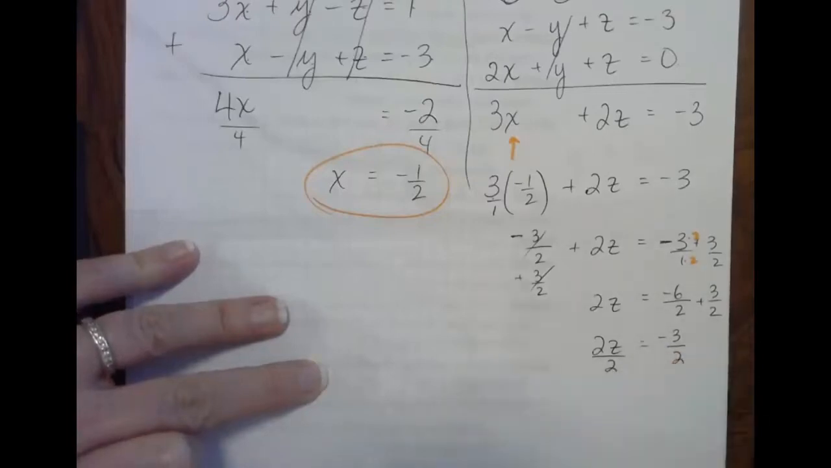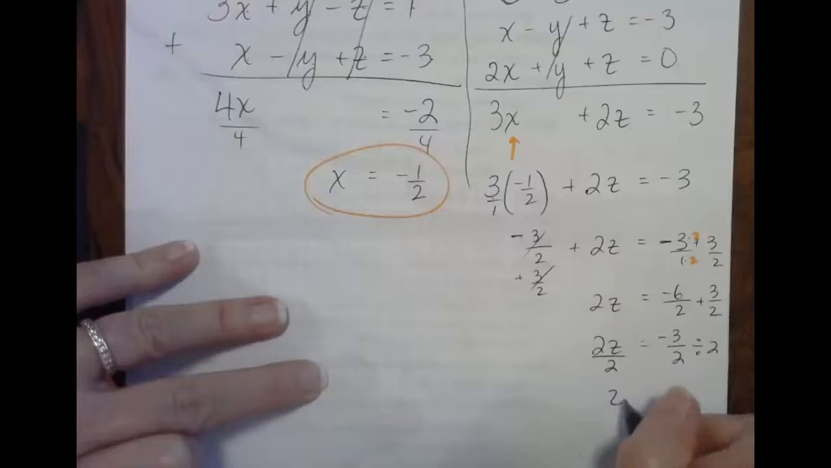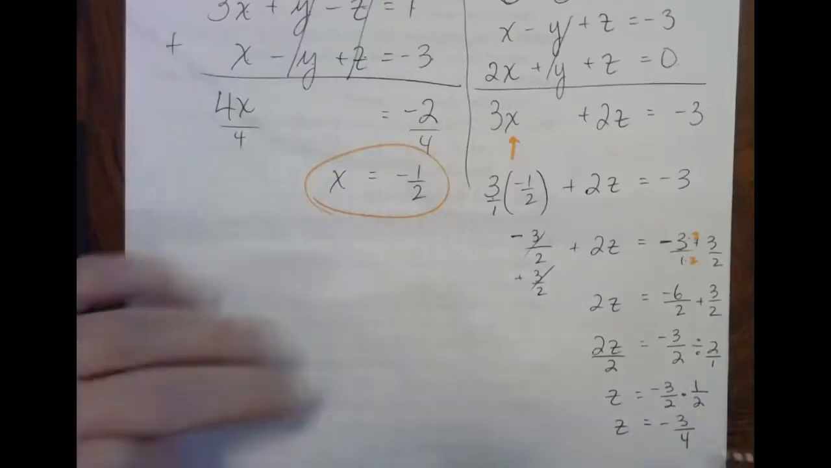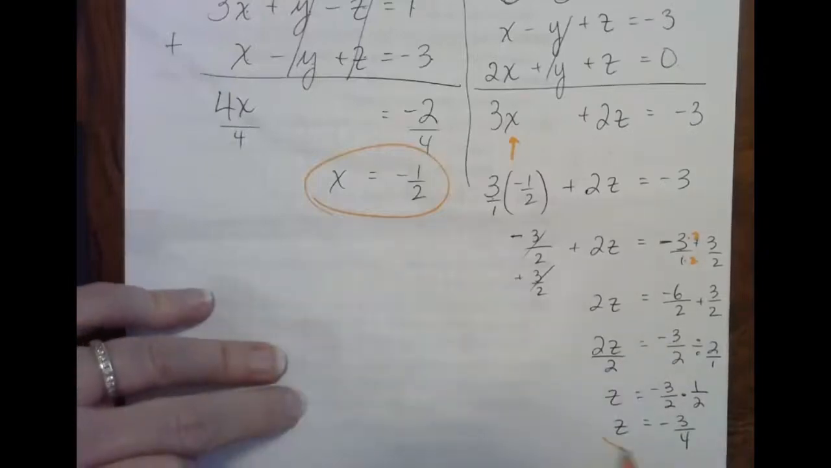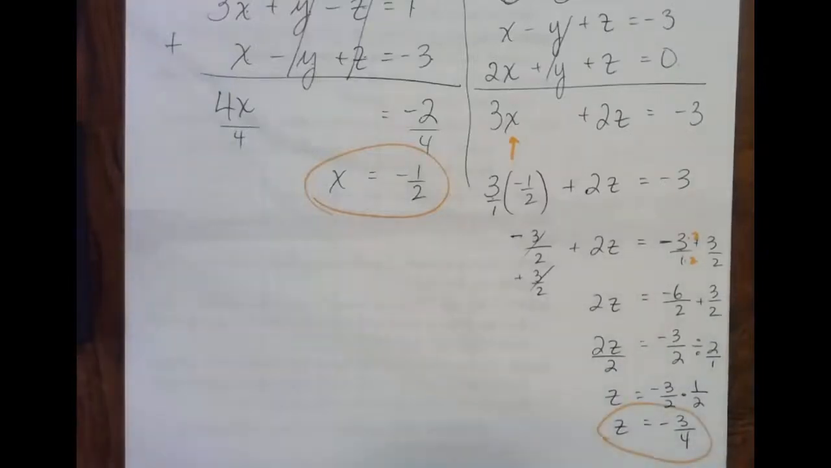Divide by 2, divide by 2, and this one is for all the people in the room who love to divide by a fraction. So negative 3 over 2 divided by 2 turns into multiplication by the reciprocal. So we find z to be negative 3/4. There's x, there's z. Now we know x, now we know z.